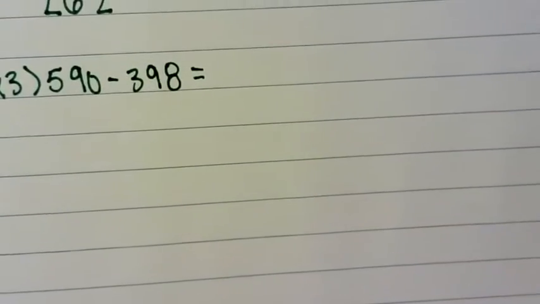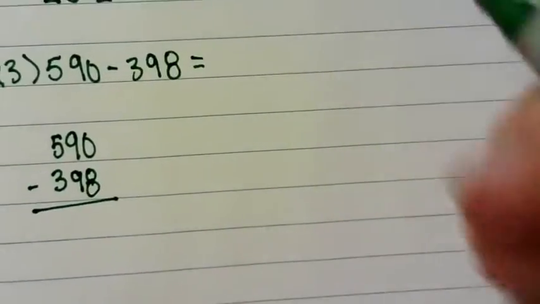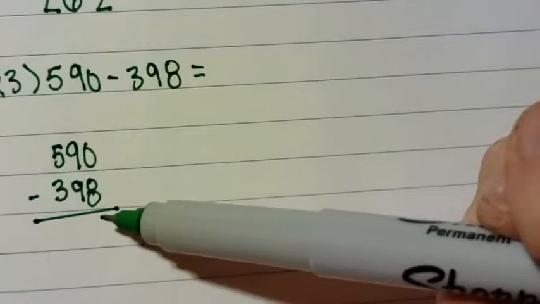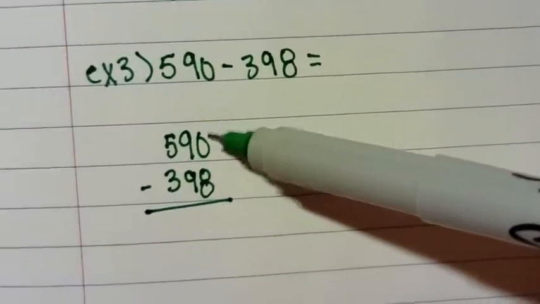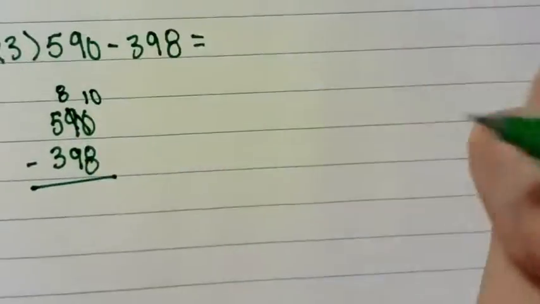Now, for one last example, example 3, we are going to do 590 minus 398. So again, write it in the standard notation. So 590 minus 398. And now we're going to start from the far right column. 8 is greater than 0, so we got to borrow, making this 8, and making the 0 10. 10 minus 8 equals 2.